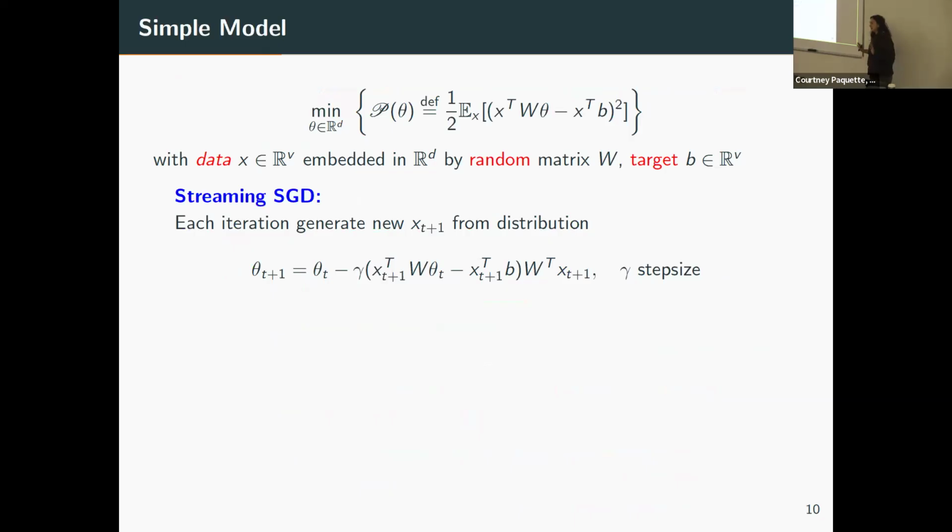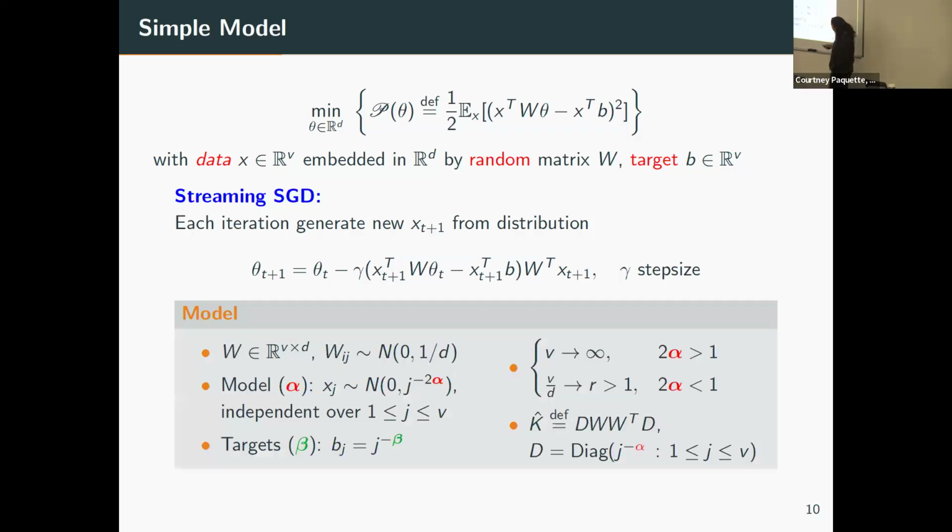So what is this simple model? The simple model is essentially a random features model. You have your data X, it lives in R^V, you embed it via a random matrix W, and you're going to have a target. Then I'm just going to solve the mean squared version of it, but notice that my targets don't have the randomness W. I just have the randomness W here. This W is so that I can take data which lives in one dimension and map it to another dimensional space, which is the parameters. And then you run streaming SGD on it.